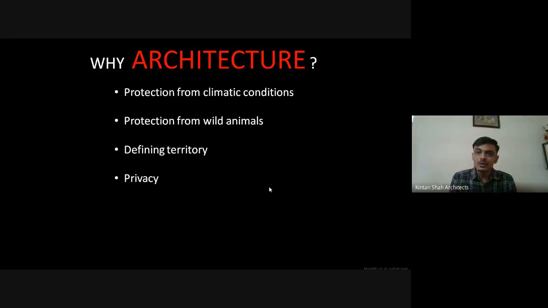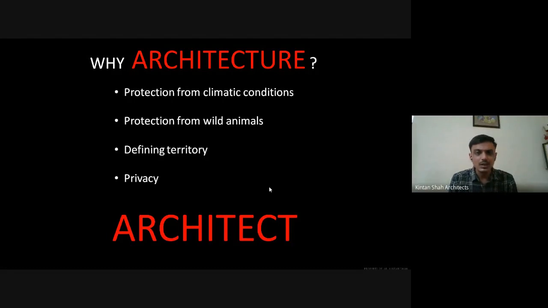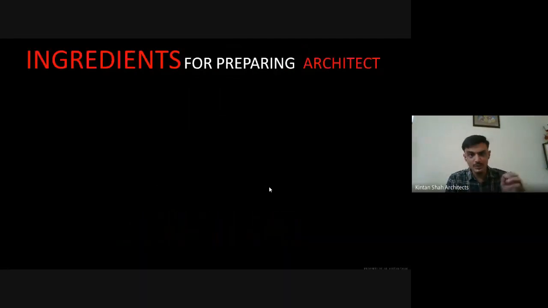And then once we started inhabiting as a single family, we felt the need for privacy. Previously, we never felt the need for privacy, right? And as and when this kept evolving, we felt the need for an architect to be there. Correct? So this is my understanding of architecture. So primarily, those were the reasons why architecture started.